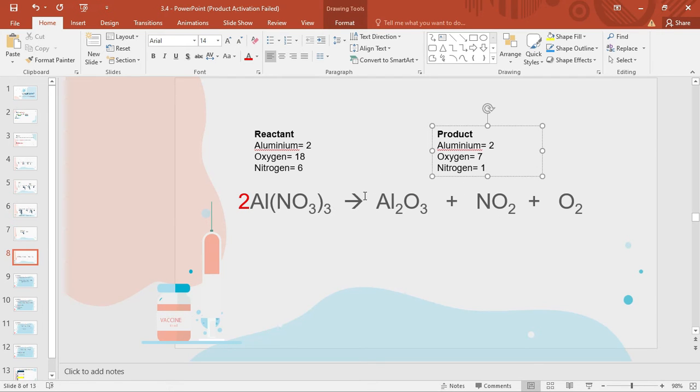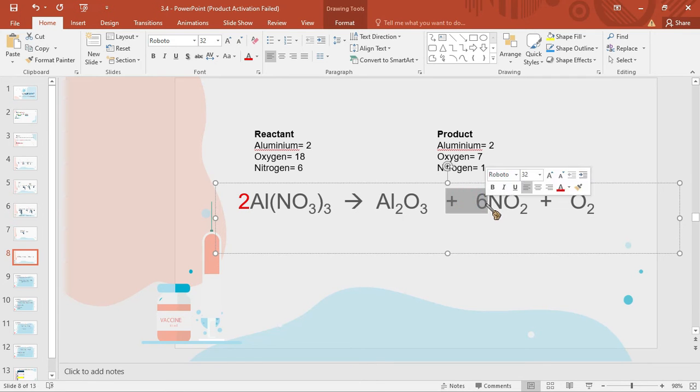Now we see the other product. Nitrogen first. Nitrogen here we got 6, here we got 1. So let's try and put 6. Never mind, try and error first.